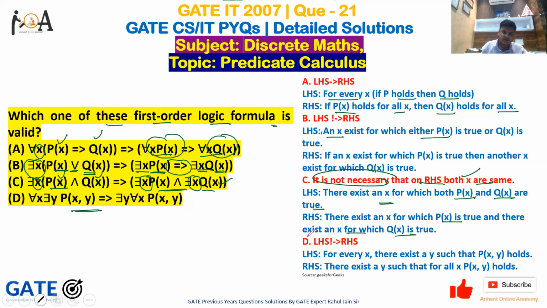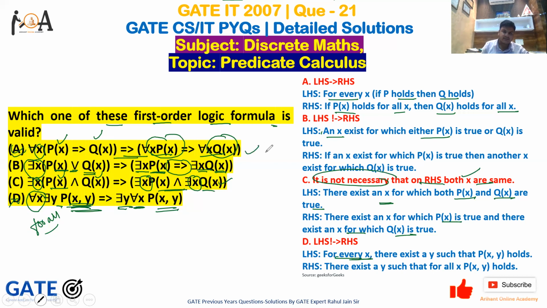And if you scan option D, for every x there exists a y. For every x, this is called as for all. So for all x, there exists a y such that P(x) holds true. In the right hand side, there exists y such that for all x, P(x) holds true, but it is not true, right? So we only have option A that is matching with this one.